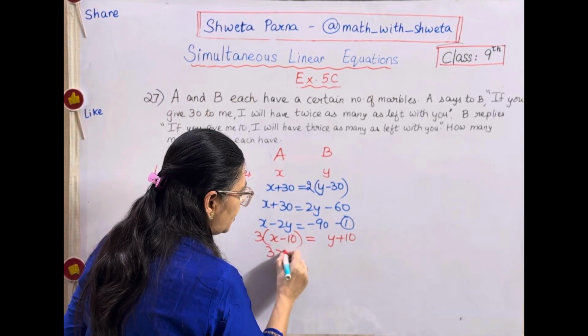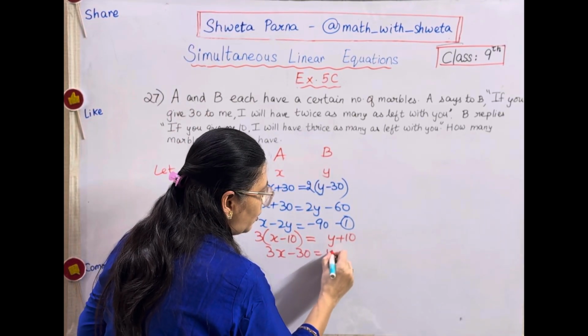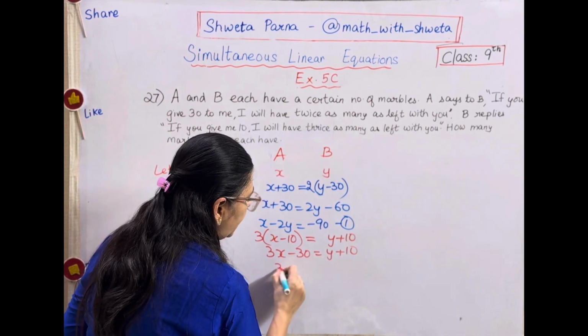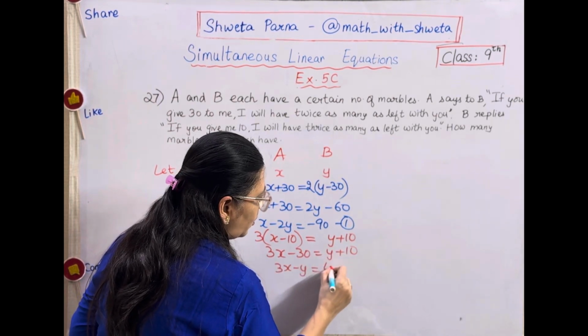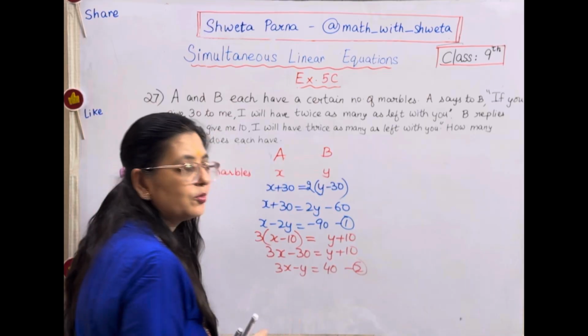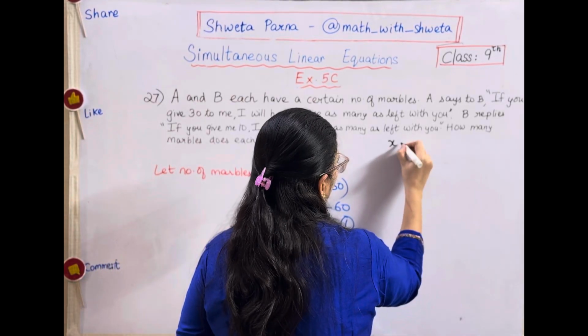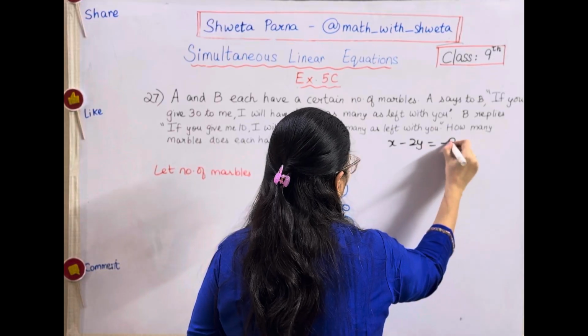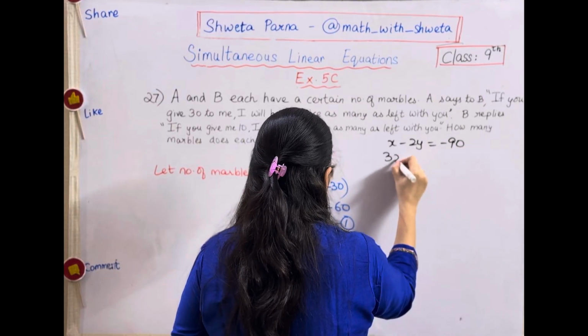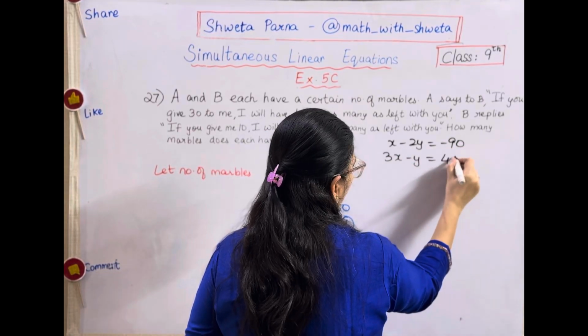So this will become 3x minus 30 is equal to y plus 10. 3x minus y is equal to 40. This becomes your second equation. Come on, let's solve these two equations. x minus 2y is equal to minus 90. 3x minus y is equal to 40.